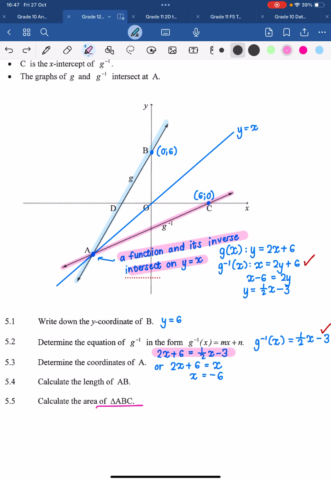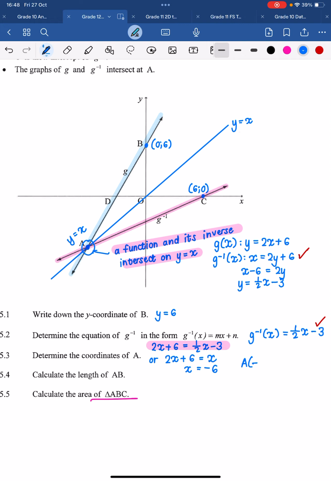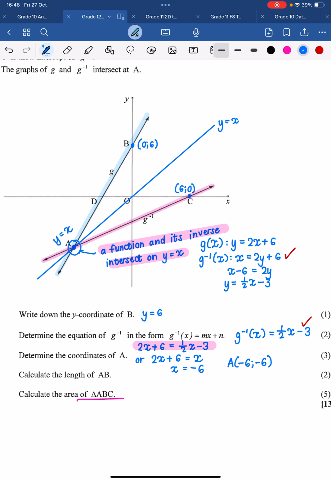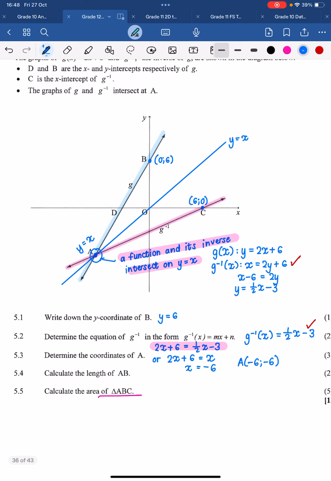Now guys, that is the x value, right? X is negative 6. To get the y value, you could just sub it into one of your two equations. But guys, this point is on y equals x, that is the line. So the y value is equal to the x value. So if x is negative 6, y is also going to be negative 6. Or you can just sub it into y equals x. Any one of these three lines, you will get the y value. Right, so the coordinates of A are negative 6, negative 6.